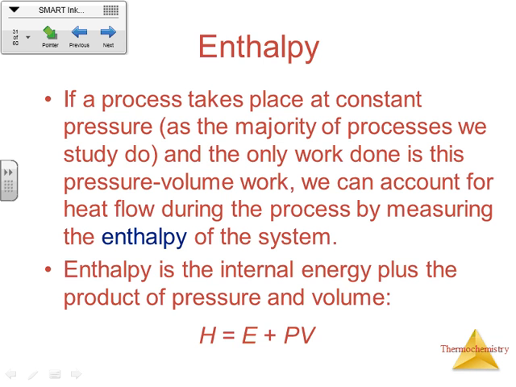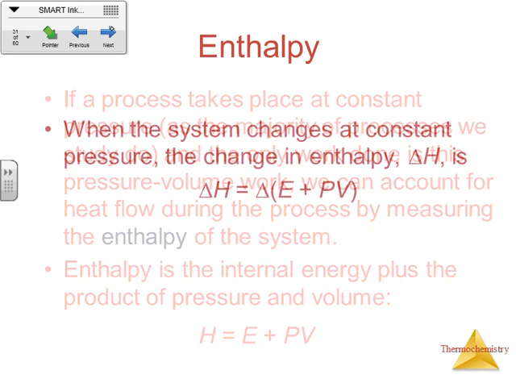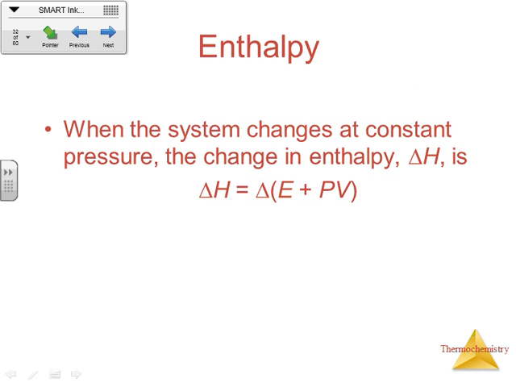Now, here's how we're going to derive the fact that H is basically the same thing as Q. Or delta H, I guess, is basically the same thing as Q. So when we have the system changing at constant pressure, then we just put a delta in front of both of these, okay? Delta H equals delta everything on this side, okay?